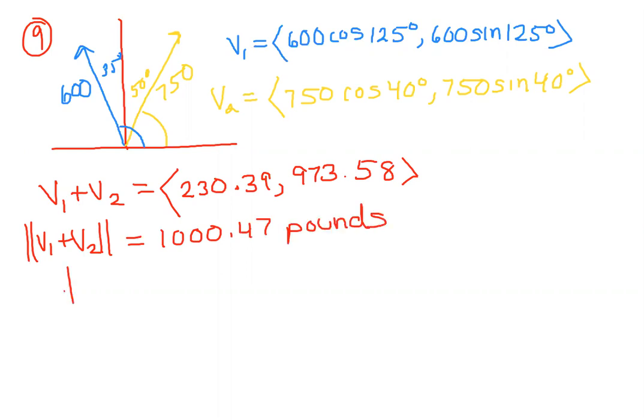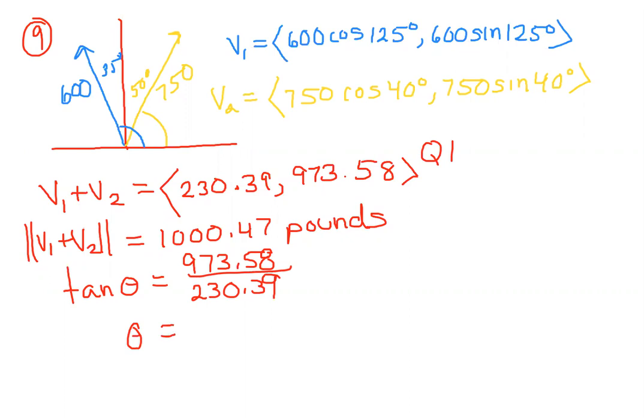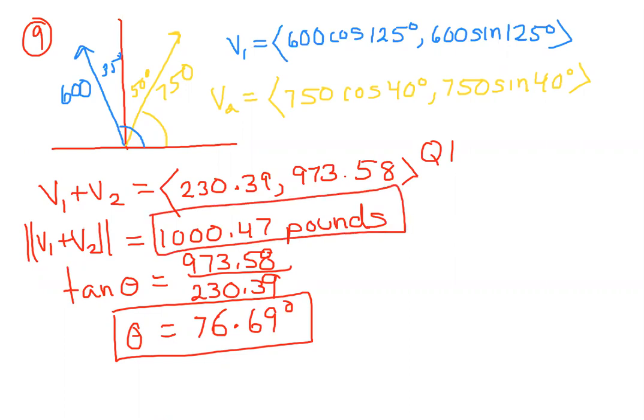To find our angle, we're going to take tangent theta equals 973.58 over 230.39. And what quadrant is this in? This is in quadrant 1. So you can just take the angle that it gives you of 76.69 degrees. All right, so what did it ask us? It said, and the direction with respect to the horizontal. So that's what that is. This is the direction with respect to the horizontal, or the x-axis. The other one called it that. So there's our direction, and here is our magnitude.